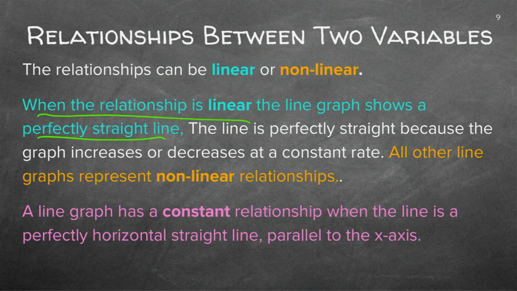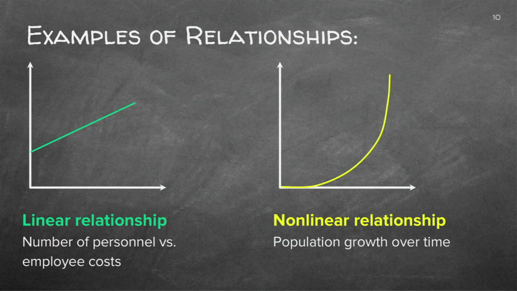If the line is perfectly straight, because the graph increases and decreases at a constant rate as we go up or down, then it is a linear relationship. Any other type of graph we refer to as a non-linear relationship. There's another type of graph, which is a constant relationship. This is when the line is a perfectly horizontal, straight line, parallel to the axis. Let me show you an example.